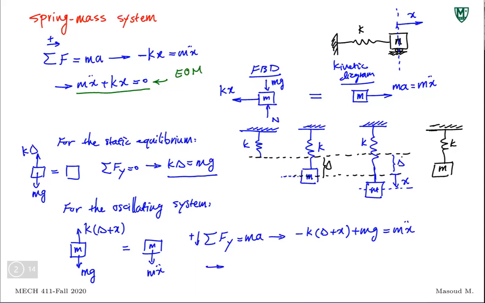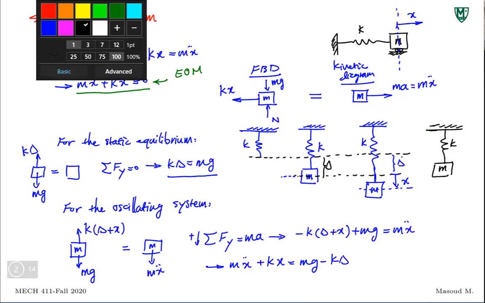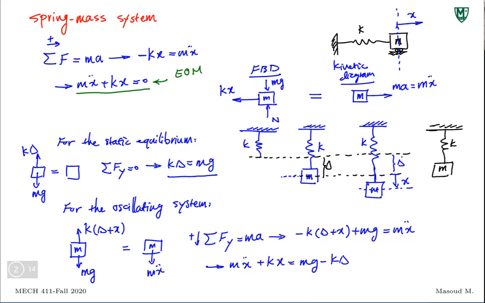Now let's move things around. I keep Mx double dot on this side, plus Kx is equal to Mg minus K delta. I just multiplied K by whatever I had in parentheses. So I get minus Kx, took it to the other side, it became plus Kx, and Mg and minus K delta on this side. Now look what I got here. Here is Mg minus K delta. What is Mg minus K delta?